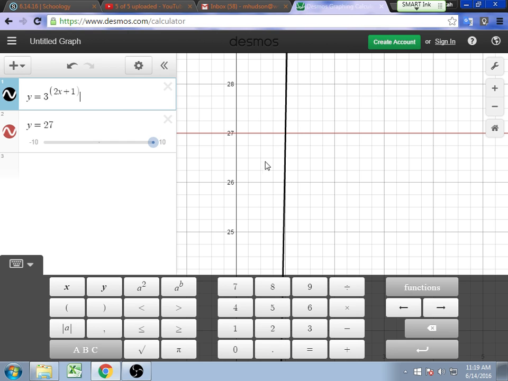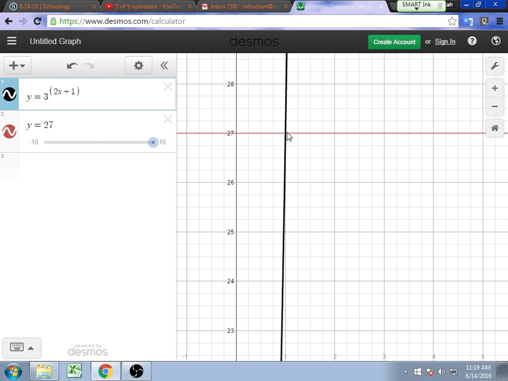Aha! So now when I look for that intersection point, it's a whole lot easier. X is 1.